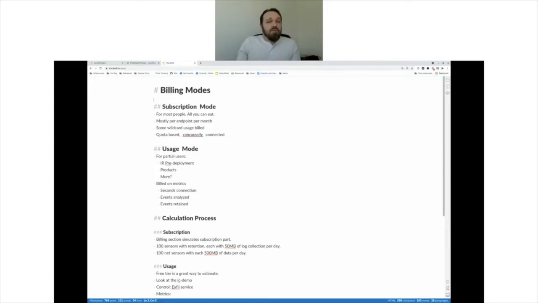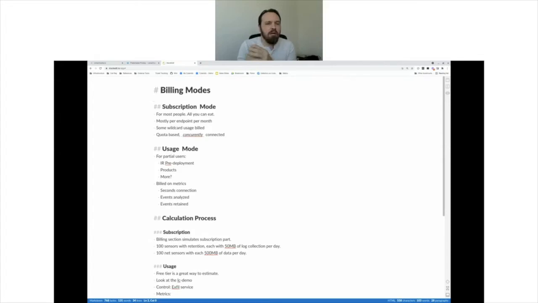The usage mode is the newcomer here. The usage mode is quite different, and when you think about it, it's really closer to other cloud providers like AWS, Google Cloud or Azure, in that you are not billed on this concept of I have one sensor and it's connected, but really just billed on very specific metrics.